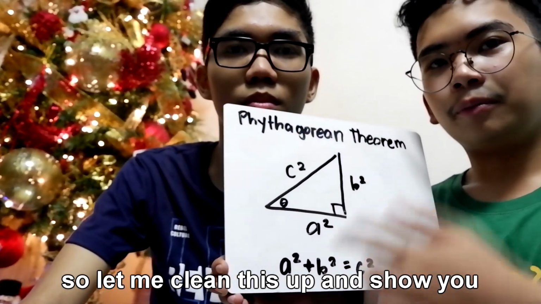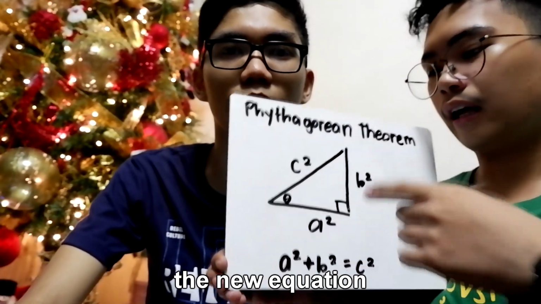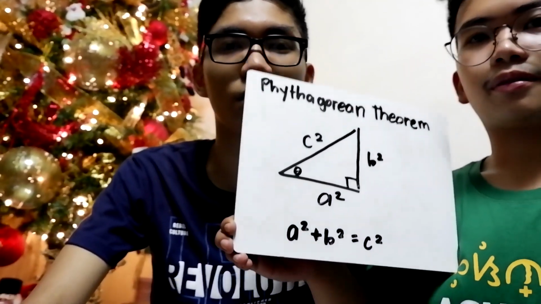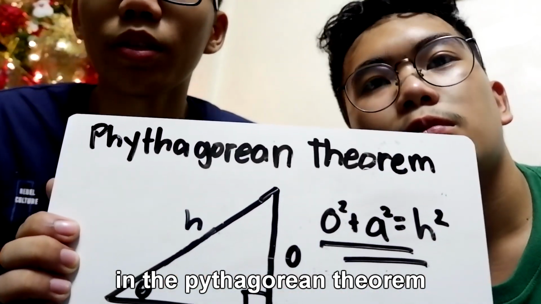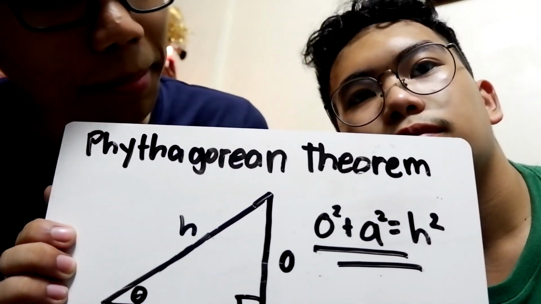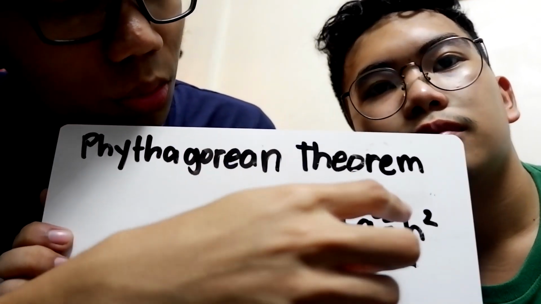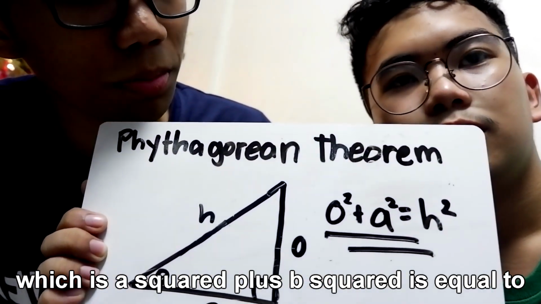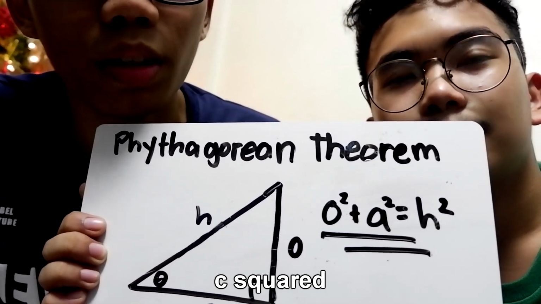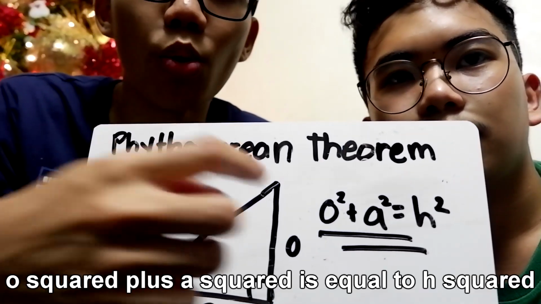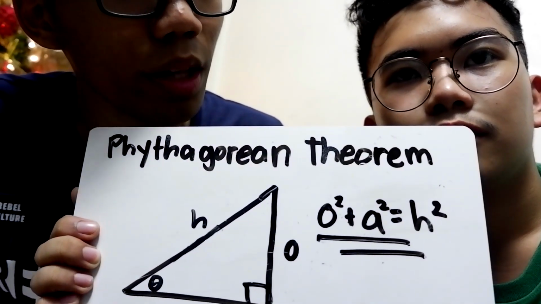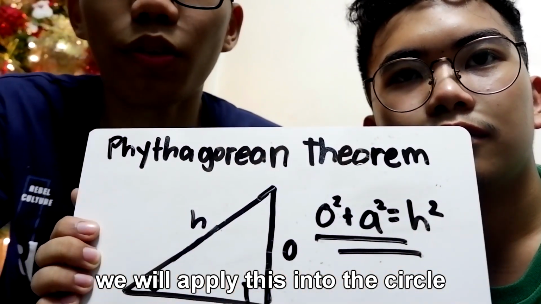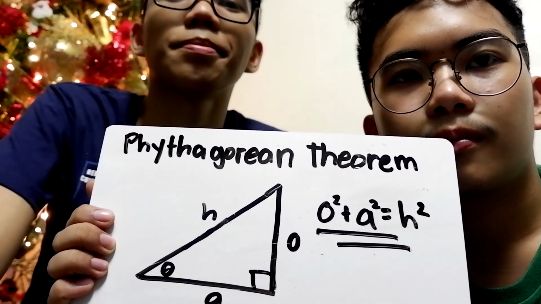So let me clean this up and show you the new equation. This is the new formula we've used in the Pythagorean Theorem. The formula that used to be a squared plus b squared is equal to c squared is now replaced by o squared plus a squared is equal to h squared. We will apply this formula to the circle.